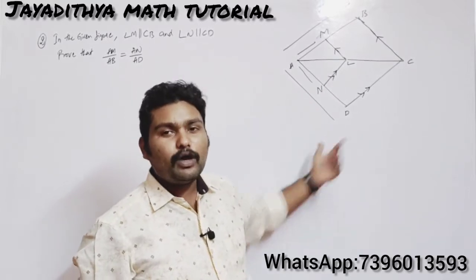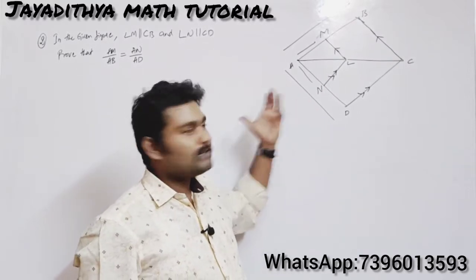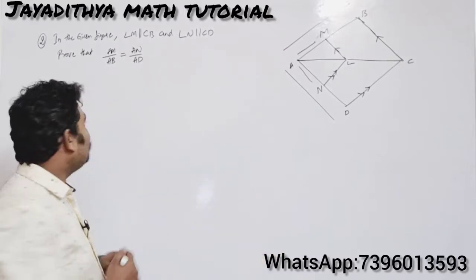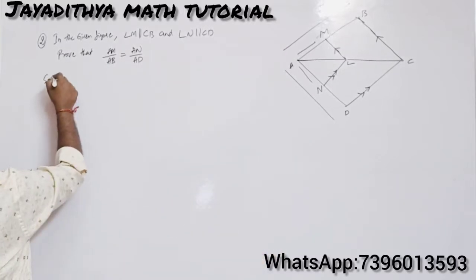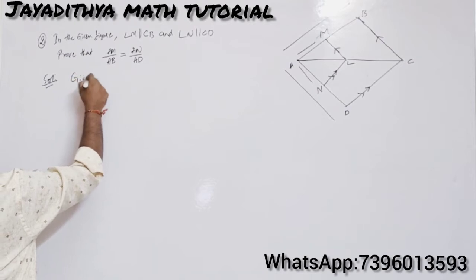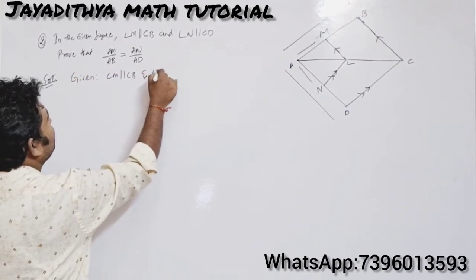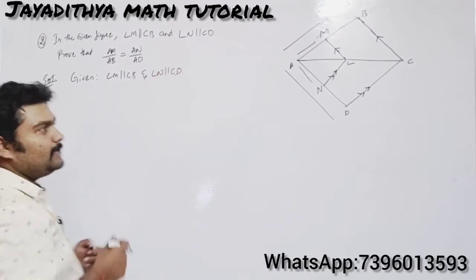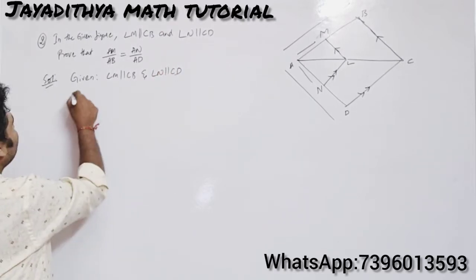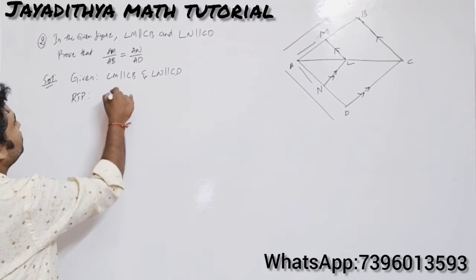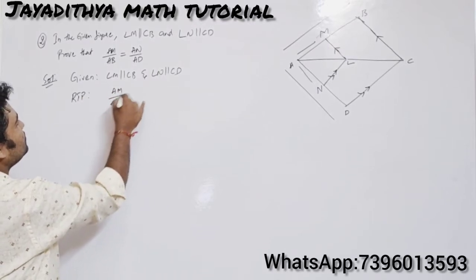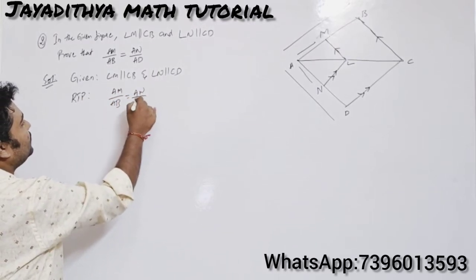So this problem is somewhat different, and for that reason I am stressing more here. Now let us get into the proof. How to go for the proof here? First of all, write the given data. So what is the given information here? LM is parallel to CB, and also LN is parallel to CD. And then what we need to prove here? We need to prove that AM by AB is equal to AN by AD.